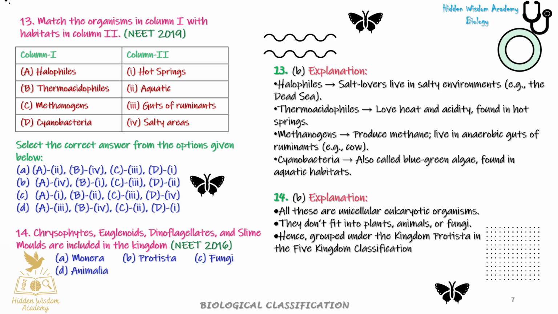Explanation: Halophiles. They are salt lovers, living in salty environments, for example, the Dead Sea. Thermoacidophiles. They love heat and acidity, found in hot springs. Methanogens. They produce methane, living in anaerobic guts of ruminants, for example, cow. Cyanobacteria. Also called blue-green algae, found in aquatic habitats. So, option B is the correct answer.